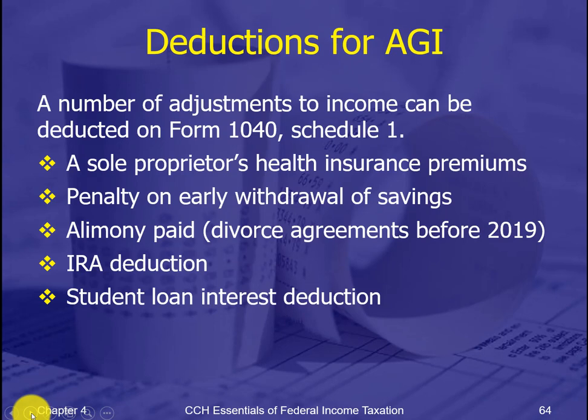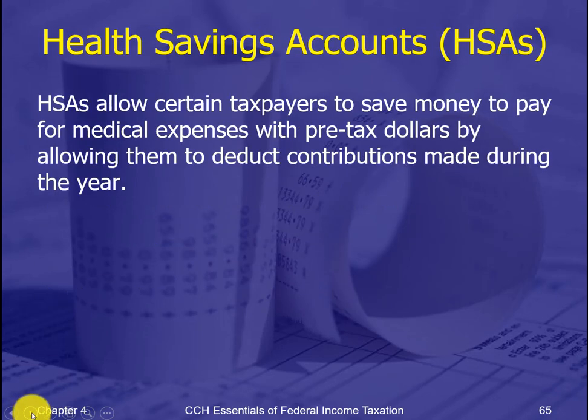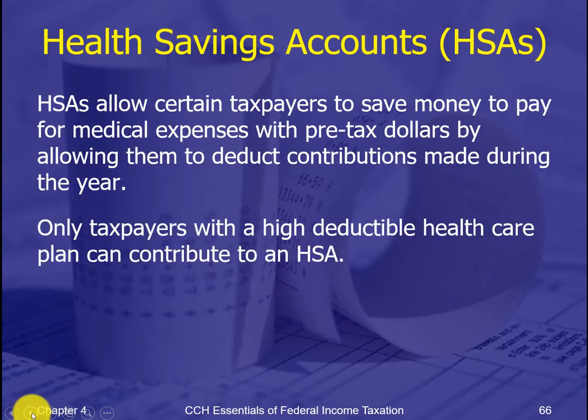Alimony, we talked about that in Chapter 3, is deductible to the payer spouse for divorces prior to 2019. IRAs, the regular IRA deductions, and student loan interest. Now let's look at these different scenarios.